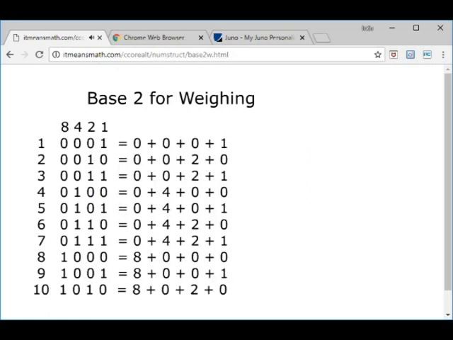So we see a 1 in the 8 position and a 1 in the 4 position. The following table gives the binary numbers we have to use from 1 to 10. 1 is 1, 2 is 1, 0, 3 is 1, 1, 4 is 1, 0, 0, 5 is 1, 0, 1, and we continue up to 10, where we see that 10 is an 8 and a 2, a 1 in the 2 position, and a 1 in the 8 position.